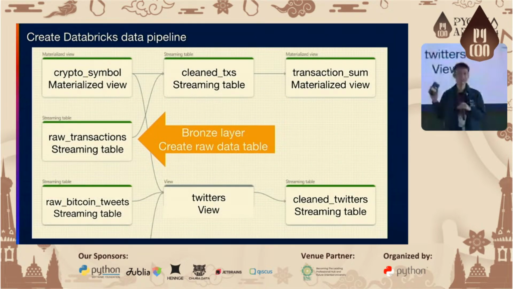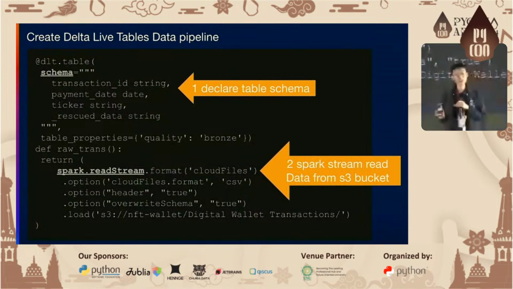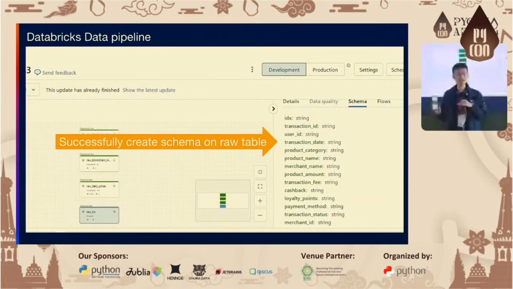Here is what I did on Databricks. First, the bronze layer. I create a raw table. Only 2 things I need to do. First, create the table schema. And second, I use Spark to read the data from the S3 bucket. Here, I can track the schema on Databricks when I run the data pipeline. It's very powerful. It automatically does this job for me.